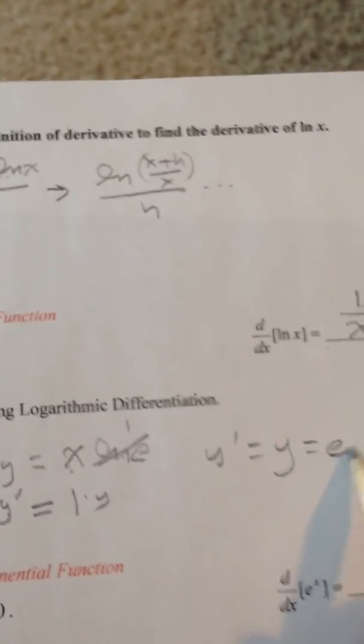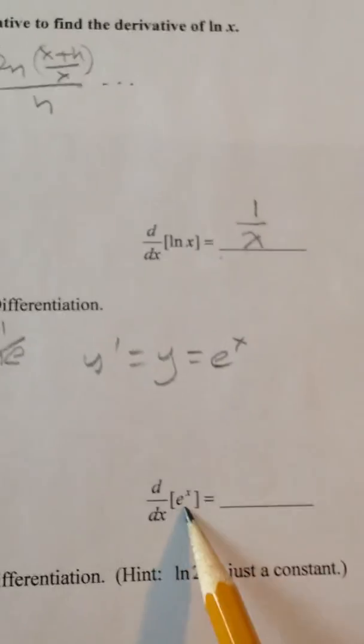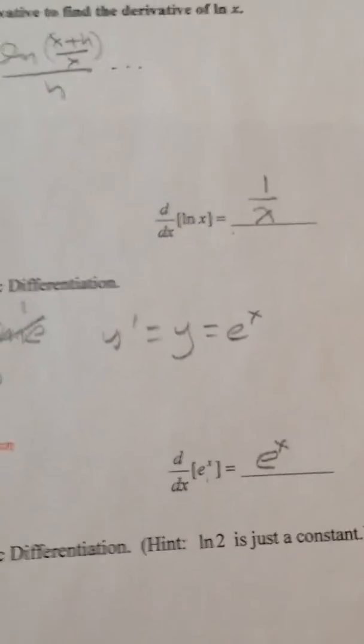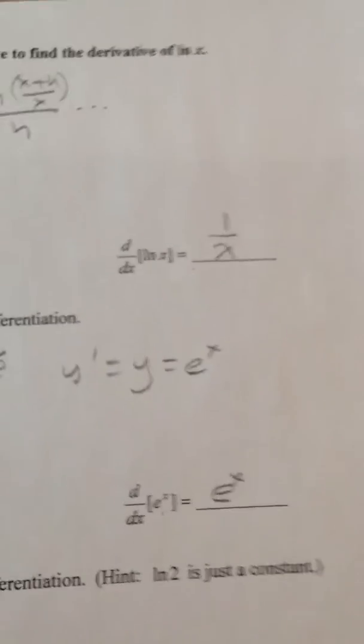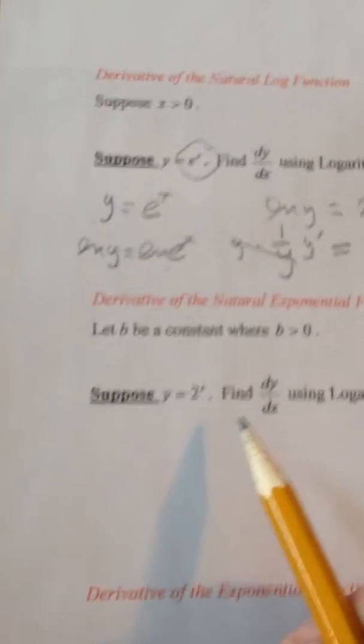So the derivative of y equals e to the x, so this is the best derivative ever, because the derivative of e to the x is e to the x. It's equal to itself. So those are both pretty easy derivative functions. You just have to remember them or write them down in your page of notes when you take this particular test.